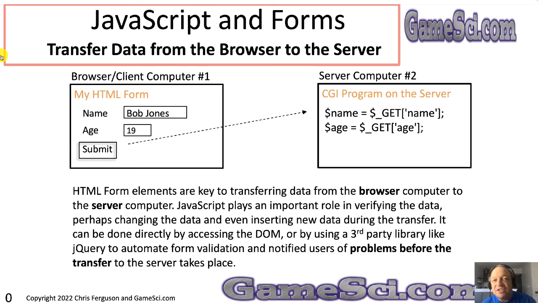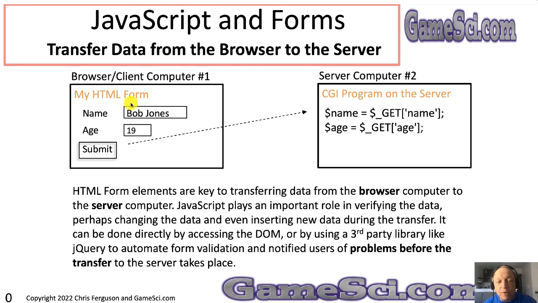Welcome to the video on JavaScript and Forms, where we transfer data from the browser to the server. HTML form elements are key to transferring data from the browser computer to the server computer. JavaScript plays an important role in verifying the data, perhaps changing the data, and even inserting new data during the transfer. It can be done directly by accessing the DOM or by using a third-party library like jQuery to automate form validation and notify users of problems before the transfer to the server takes place.